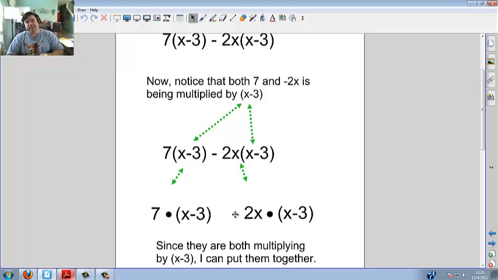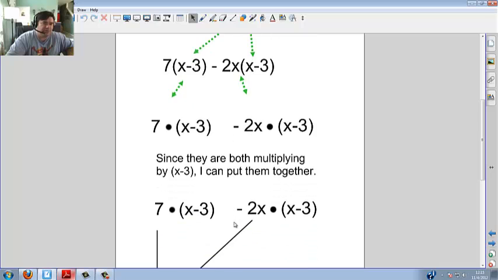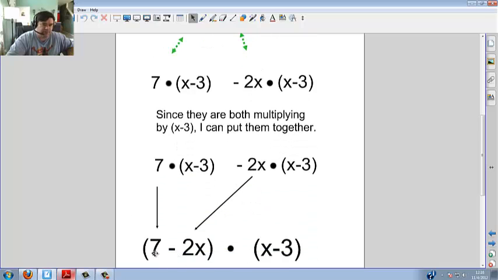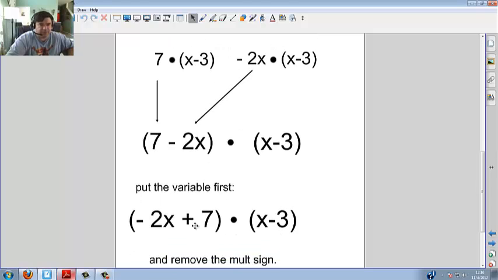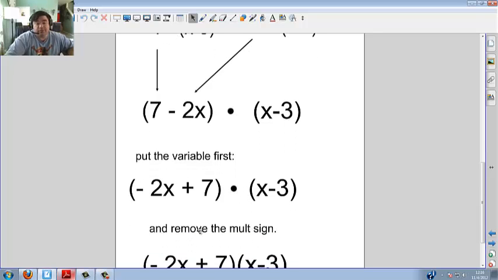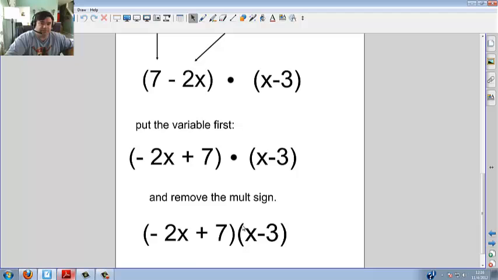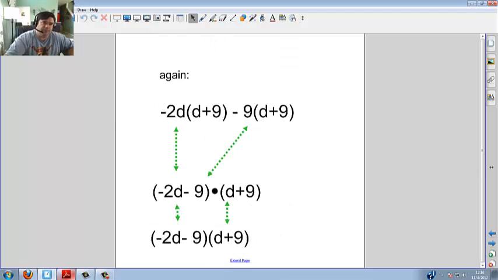Again, let me try that again. 7 is being times by x minus 3. Negative 2x is being times by x minus 3. Therefore, negative 2x and 7 are both being multiplied by x minus 3. So I will simply combine these two and put times x minus 3. I'll put the variable first and put negative 2x plus 7, in parentheses, are both being times by x minus 3. And I'll remove the multiplication sign, just stick them together. And that's all you have to do.